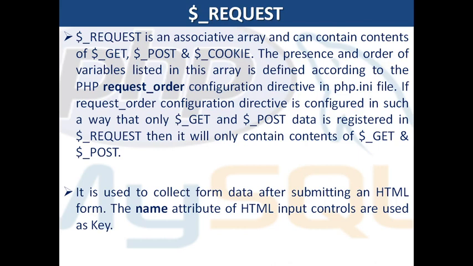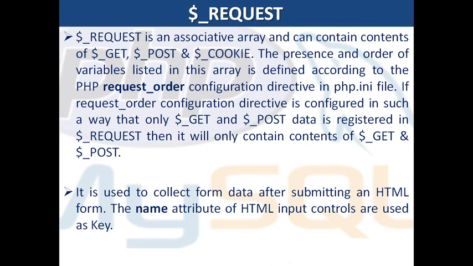$_REQUEST is an associative array and can contain the contents of $_GET, $_POST, and $_COOKIE. The presence and order of variables listed in this array is defined according to the PHP request_order configuration directive in the php.ini file. If the request_order directive is configured in such a way that only $_GET and $_POST data is registered in $_REQUEST, then it will only contain the contents of $_GET and $_POST.